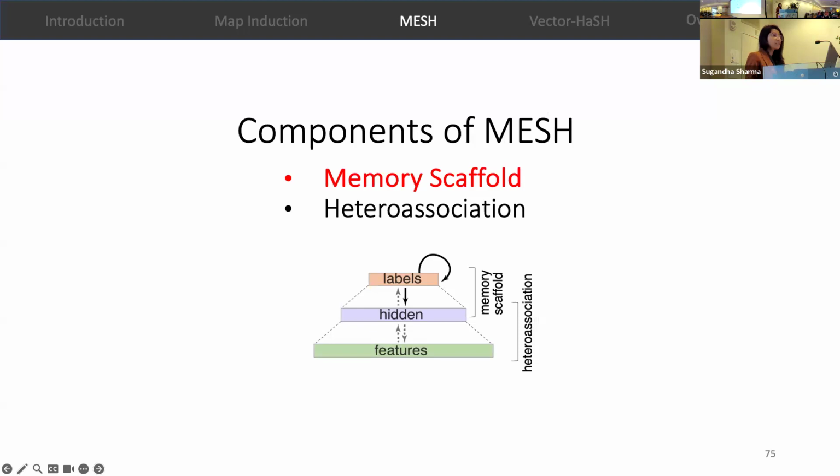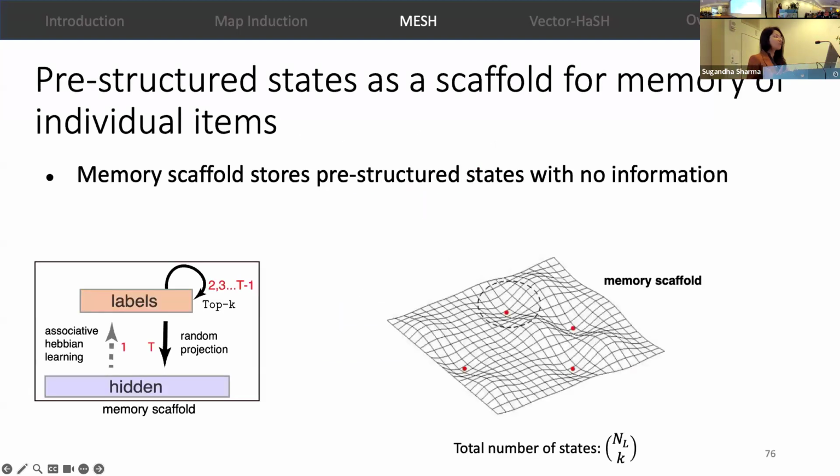So now that we've seen what MESH can accomplish, we will see how MESH actually works. So first we look at the memory scaffold. The memory scaffold stores pre-structured states with no information. And because these states are pre-structured, that's why they don't have any information.